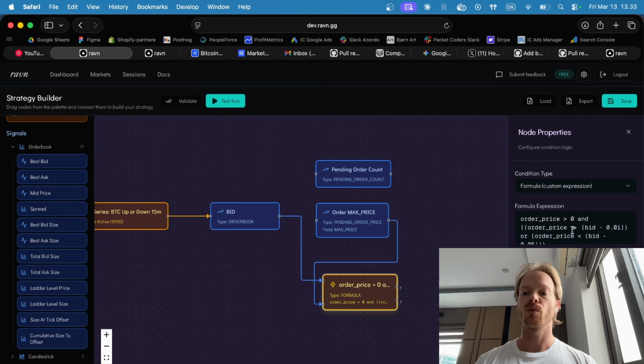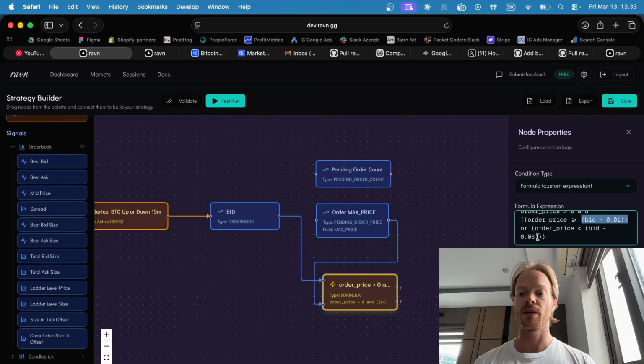What we want to do with this formula is basically maintain a resting order between the best bid and some levels down on the order book. I'm going to show you exactly how that looks a little bit later. So this is the formula that we're using. It checks that the order price is either greater than the bid minus 0.01 or less than bid minus 0.01, so it rests between the bid minus this and the bid minus this.